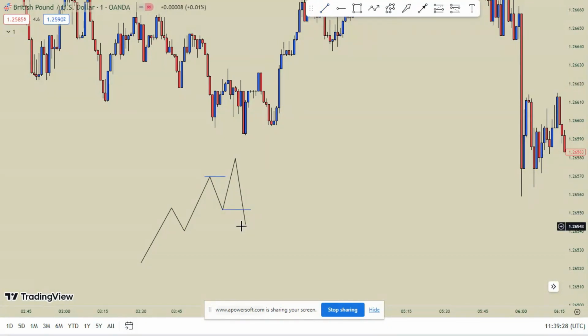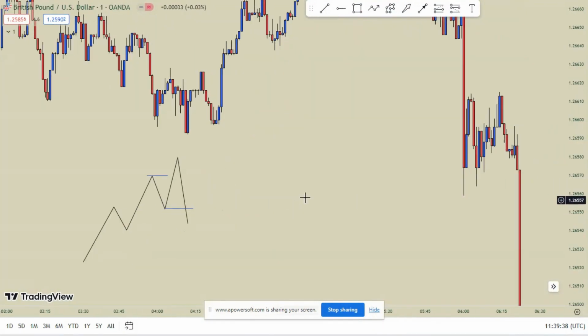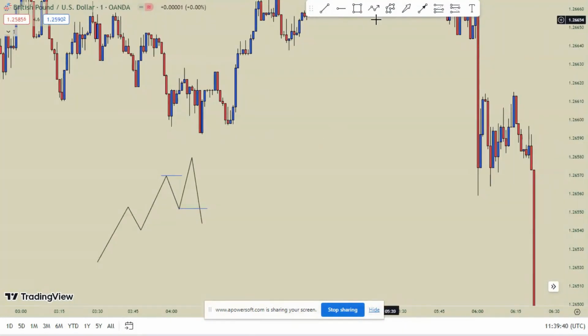And displacement, normally we are going to be considering a sharp move, like an aggressive move that normally leaves behind a fair value gap. So that's one of the things that we look for when validating. So let me also illustrate a bullish market structure shift.